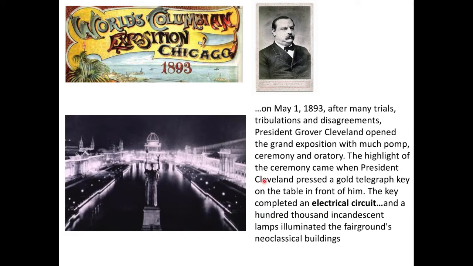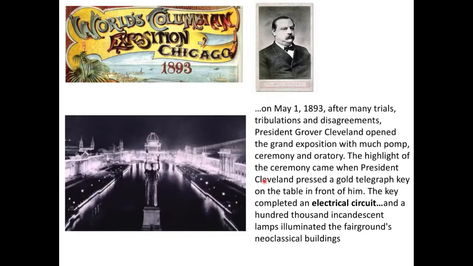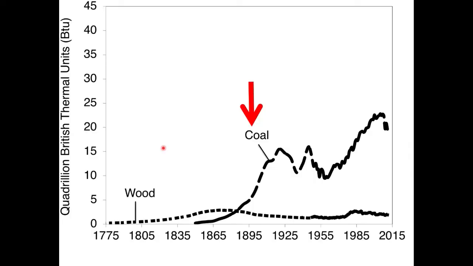100,000 incandescent light bulbs. So we went from the first light bulbs being invented in 1802 to less than 100 years later, Grover Cleveland instantaneously illuminating all of this area of Chicago, which even in black and white, immediately when this went around the world and was published in newspapers, everyone looked at this and said, I want that. And to get that, we started using coal.